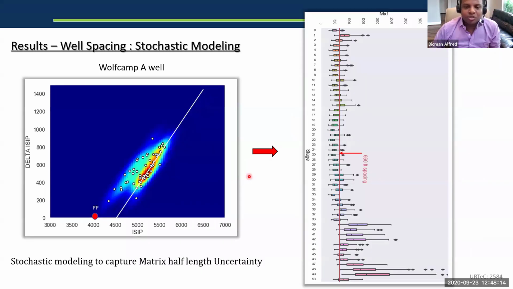And you can also play with the variances. This well, for example, was a tough one. You could see these stages, stages 34 to 50, where you actually went large distances. It could be two things.